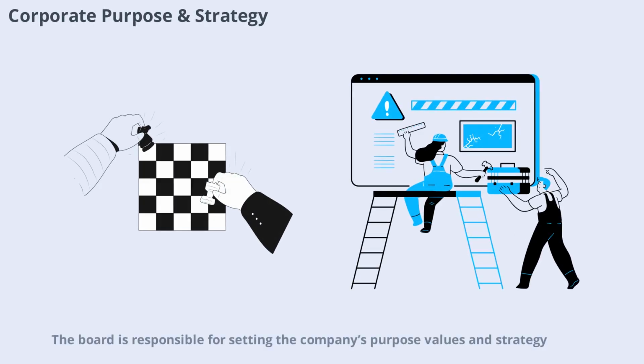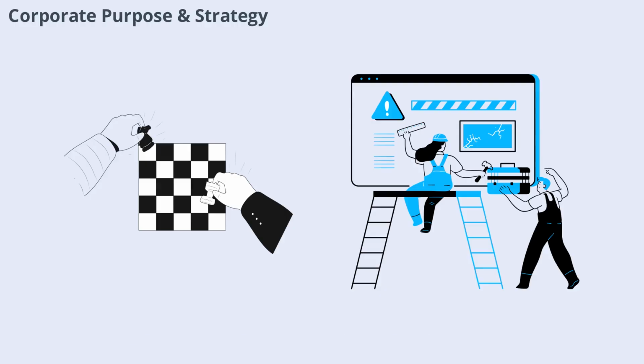The board is responsible for setting the company's purpose, values, and strategy. Directors must act with integrity, lead by example, and promote a culture of ethical and responsible behavior. The annual report should include a discussion of the group's performance, business model, and long-term strategy. This focus on long-term value creation helps align the company's actions with stakeholder interests.